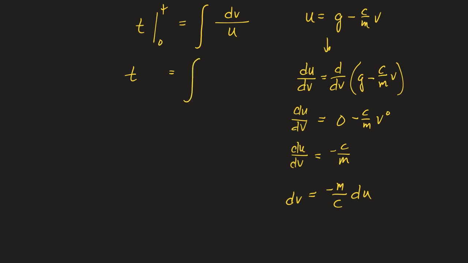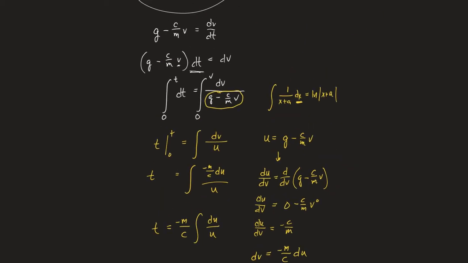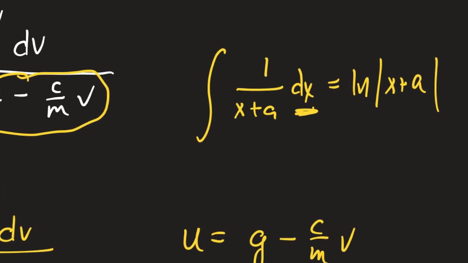So dv now becomes negative m over c du over u. Which, by the way, m over c is a constant. I can take it all the way out front. And now I have something to which I have the integral. The integral of 1 over u with respect to u is the natural log. That's what this was at the beginning, just with a equals 0.